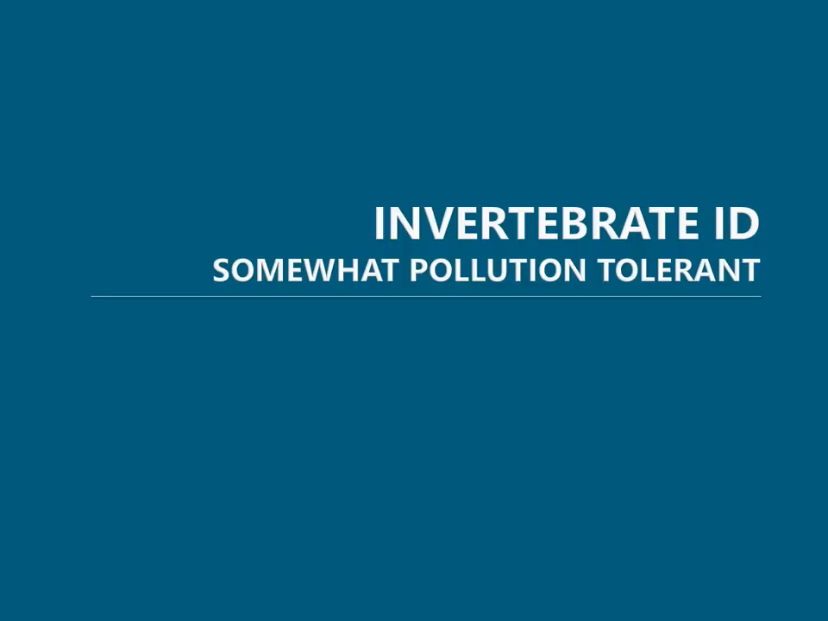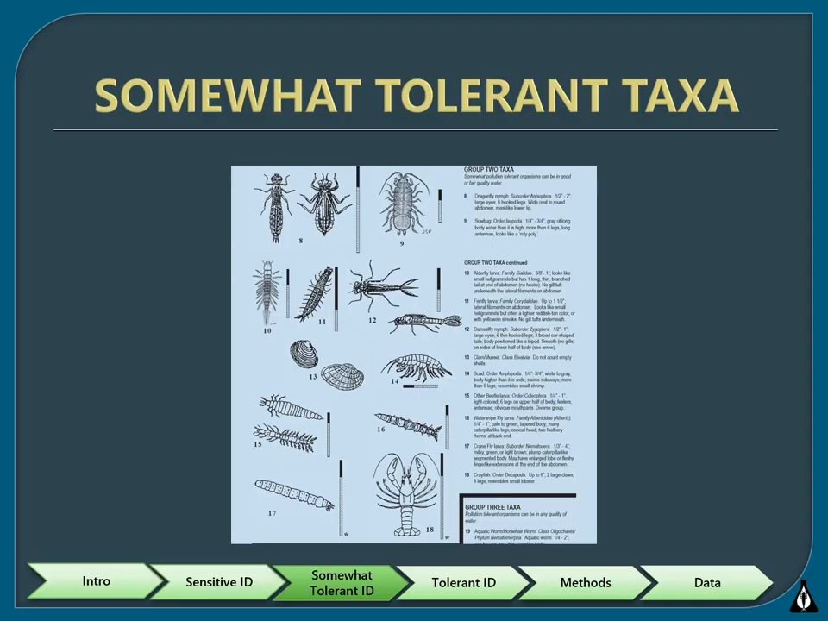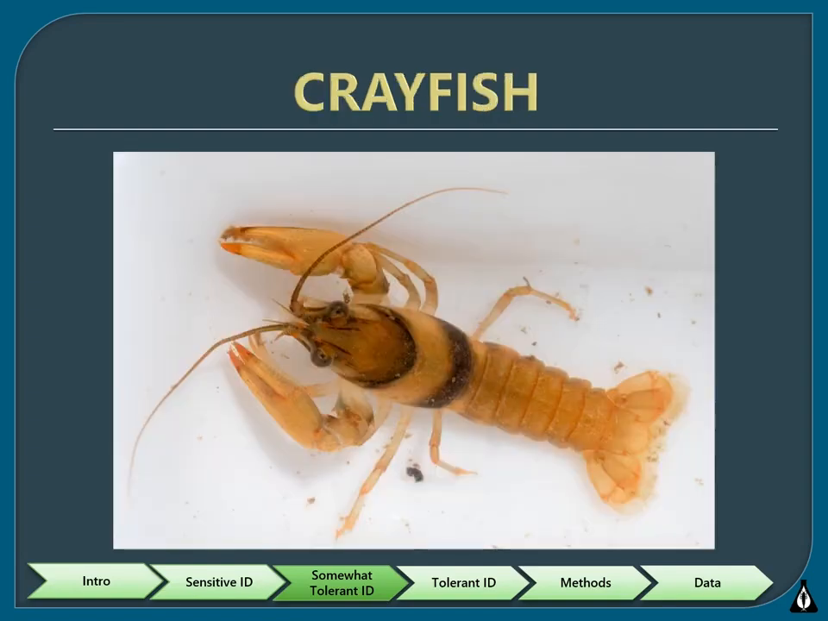Next, we will discuss macroinvertebrates that are somewhat tolerant to pollution. If you are referencing the blue bug card, we will be working through Group 2 taxa. The crayfish is one of the most easily recognized macroinvertebrates. There are over 30 species of crayfish in Missouri, 7 of which are found nowhere else in the world, and another 12 that share only limited range with neighboring states.